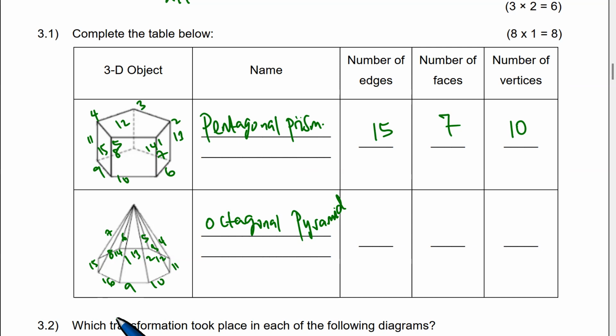So in other words, we have a total of 16 edges. There are 16 edges because you count this edge, that edge, and so on, and then you also count the bottom ones. So you counted 8, and then you count 9, 10, and then up to 16. So the total of 16 edges. How many faces are there?